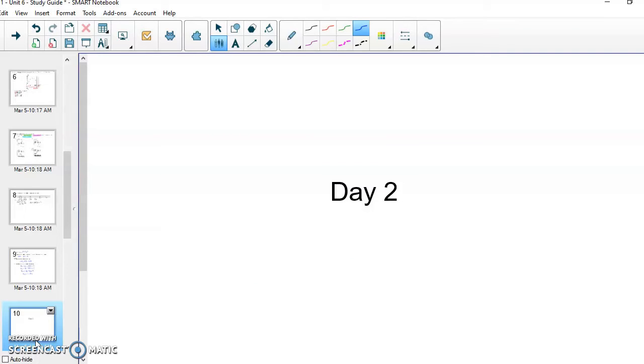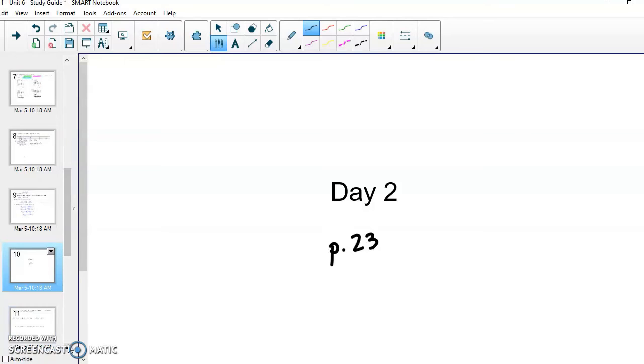Hi everybody, this is day 2 of the study guide for the Algebra 1 test. Please open up your packets. It doesn't have a page number for whatever reason, but it would be page 23 if you numbered yourself.